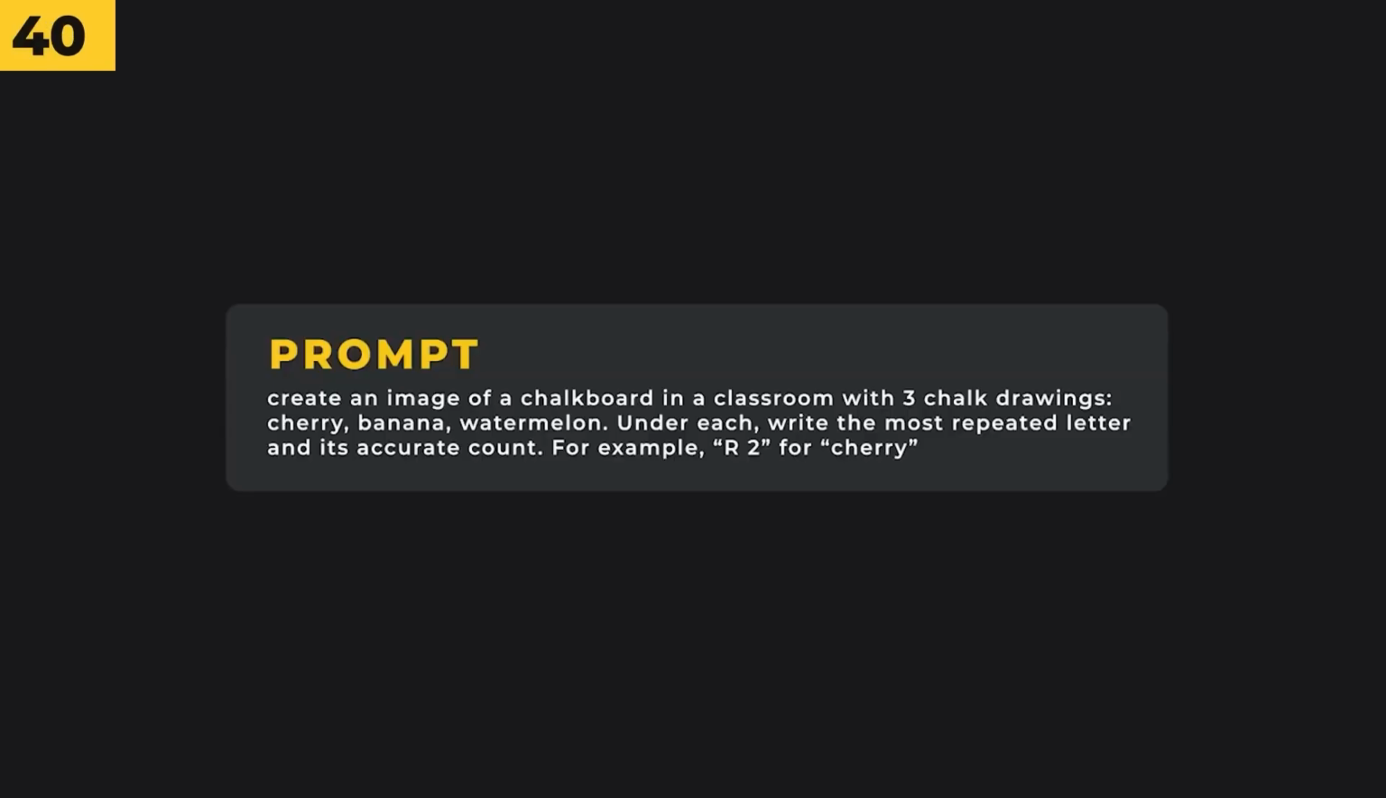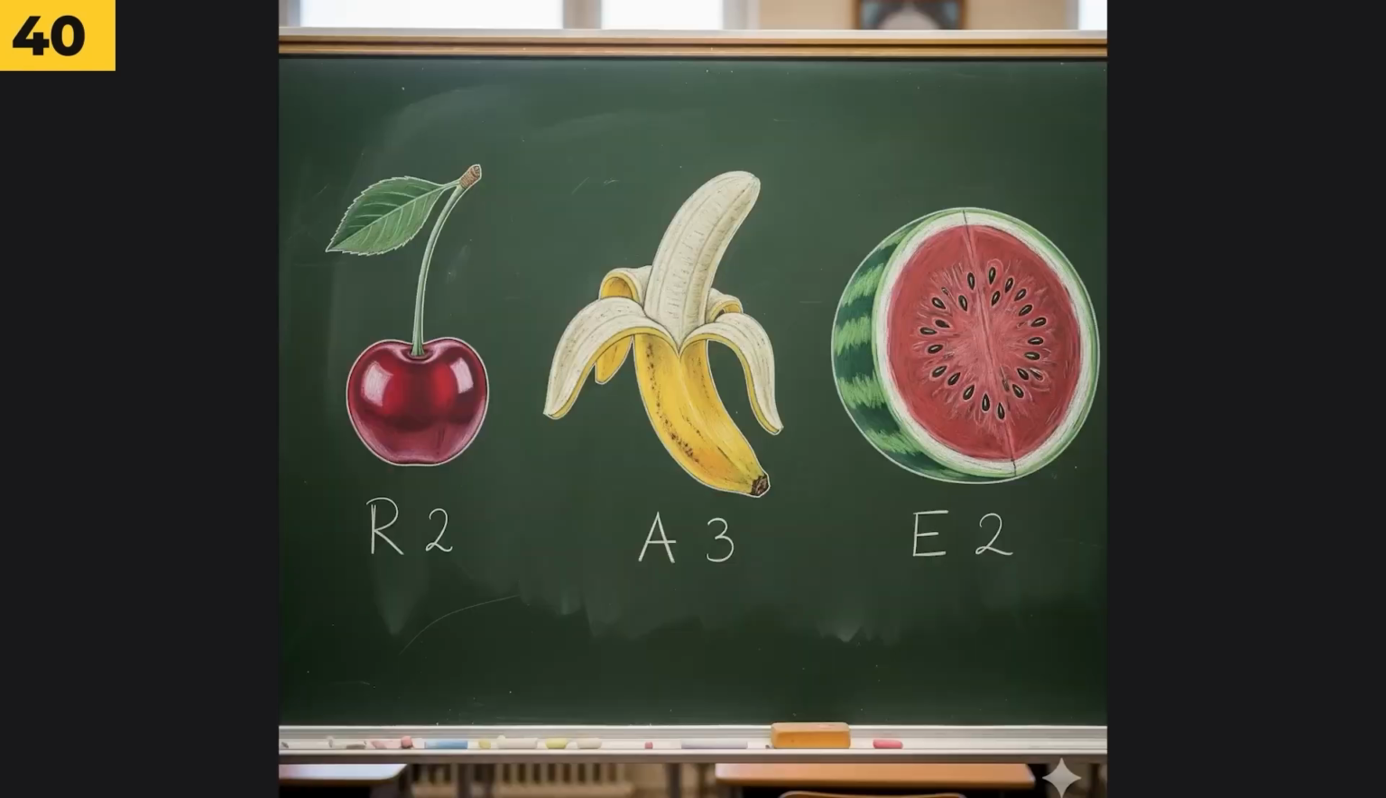And this is a good test to see how smart it is. So I said create an image of a chalkboard in a classroom with 3 chalk drawings: a cherry, banana, and watermelon. Under each, write the most repeated letter and its accurate count. For example, R2 for cherry, as it has 2 R's in the name. And the image is perfect. It's got the correct number of letters in each fruit, and I'm just really impressed that it was able to make this.